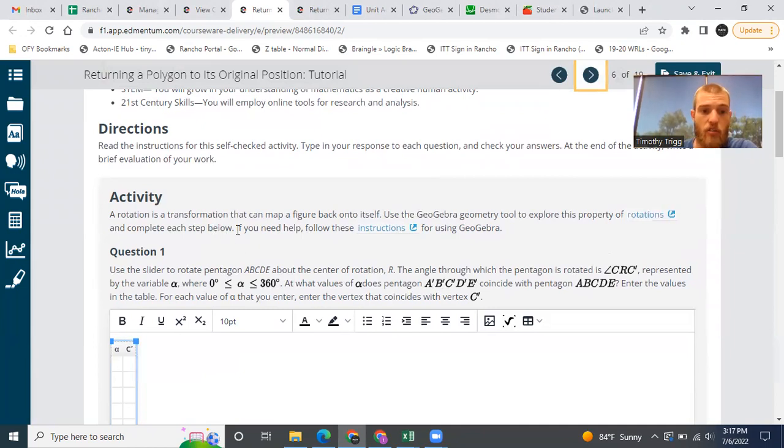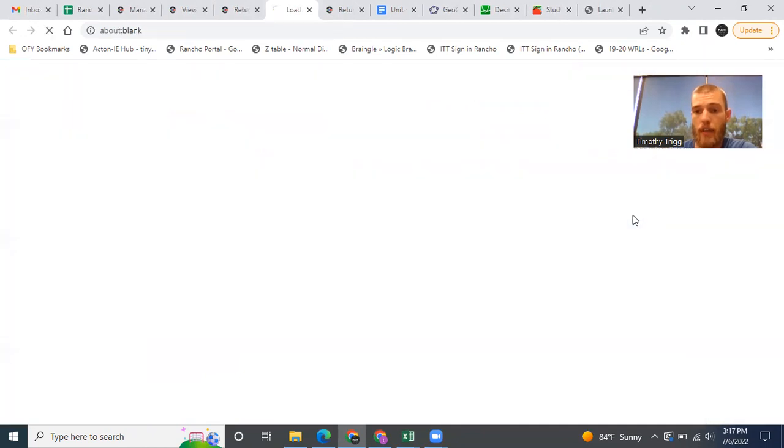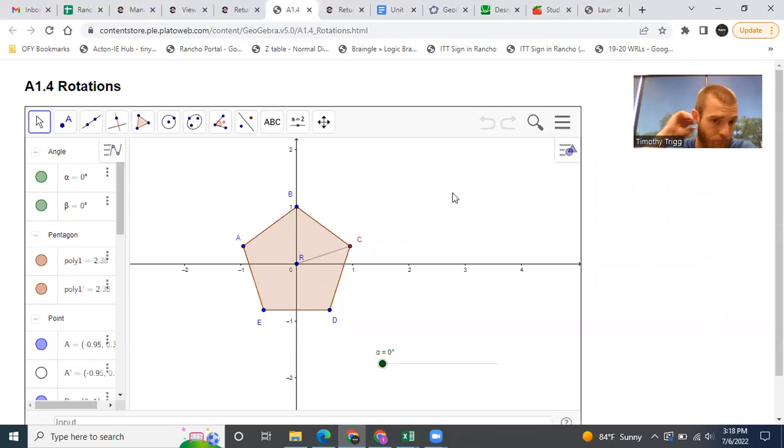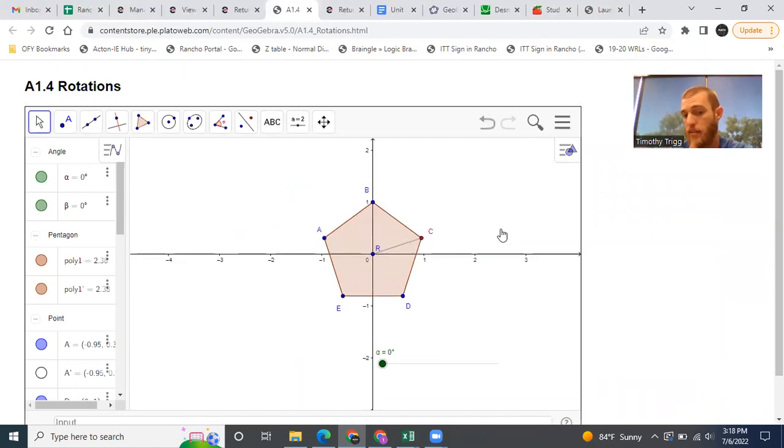A rotation is a transformation that can map a figure back onto itself. Use the GeoGebra geometry tool to explore this property of rotations. So let's go ahead and click on this link here. Should open a GeoGebra page. Now, hopefully you know what kind of shape this is. This is a pentagon. Pentagons have 5 sides. And this is also what's known as a regular pentagon.